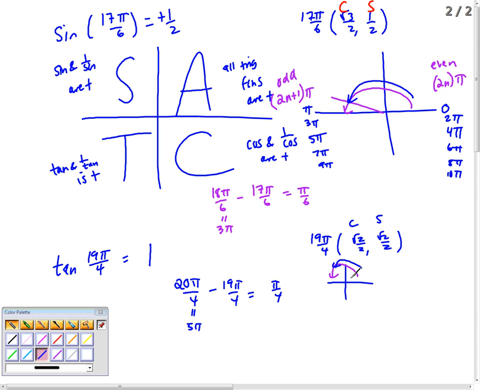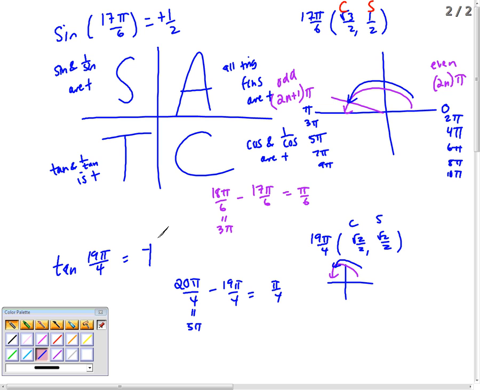I don't know why I keep picking those. So in quadrant 2, there's an S, so tangent will be negative. Does this make sense? You can go into a lot more detail, but those are the basics. Anything else I need to talk about with trig?